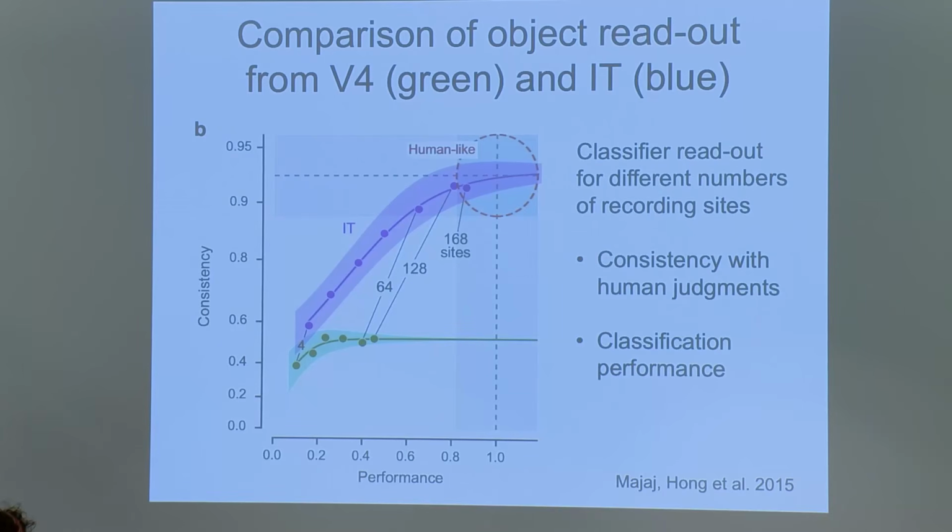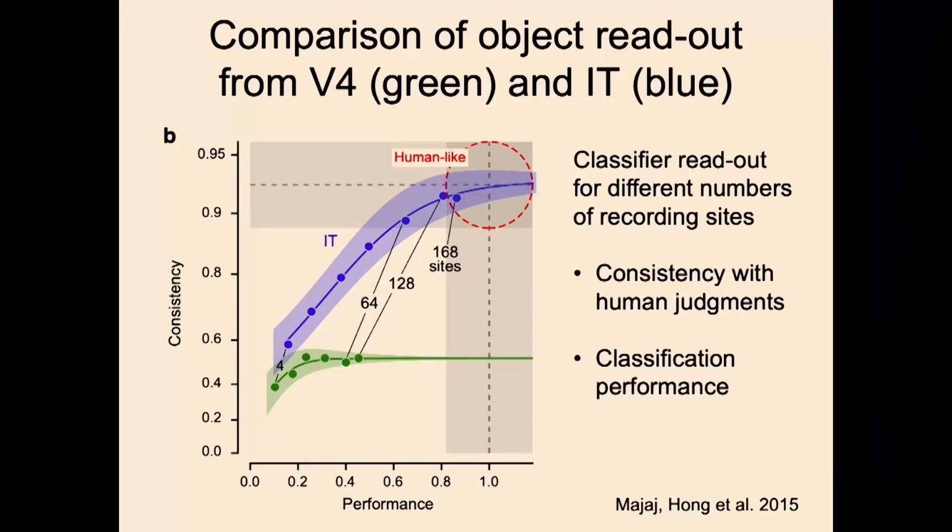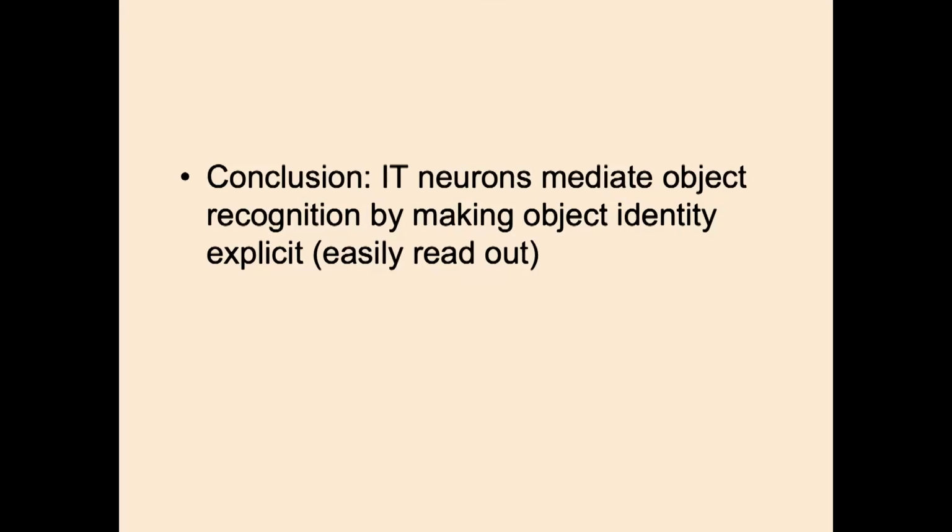Okay, and that enables recognition because with a linear classifier, as you could potentially implement with a downstream neuron, you can tell which kind of object you're dealing with just from the neural responses. And so the conclusion is that IT neurons mediate object recognition by making object identity explicit, which again means easily read out, which again means that you can linearly classify it.